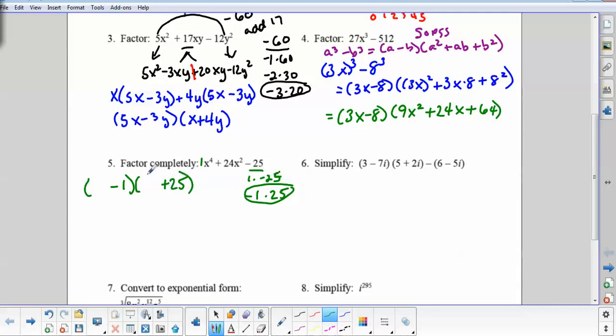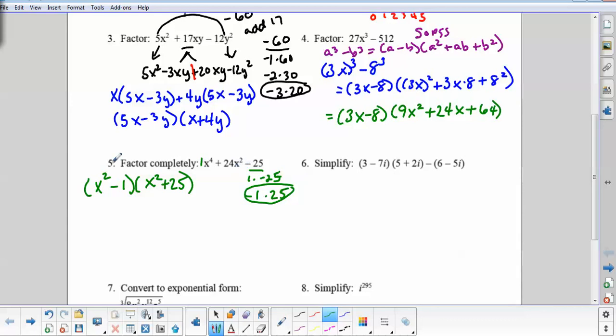Now normally we would have x minus 1 and x plus 25, but we need to get up to x to the 4th. So what you're going to do is make this x squared and make this x squared. So x squared times x squared is x to the 4th. And if you multiply this with FOIL, you will find that your middle term is also 24x squared.